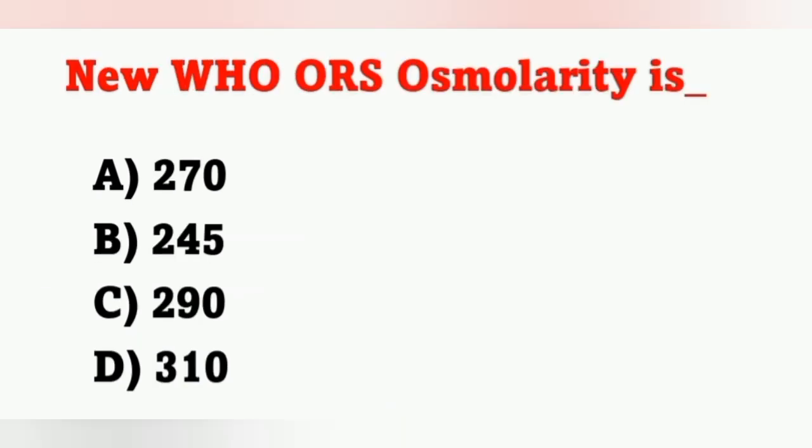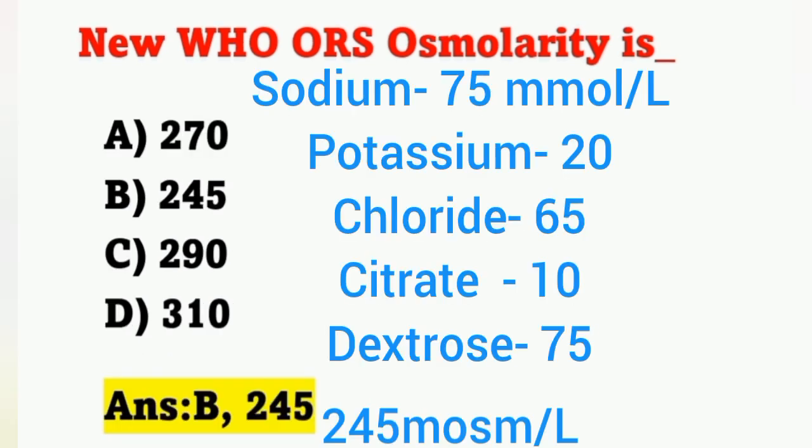And the next question, the new WHO ORS osmolarity is options: option A 270, option B 245, option C 290, option D 310. Osmolarity of ORS is 245. Option B is the correct answer. 245 milliosmol per liter. Here sodium 70 millimole per liter, potassium 20, chloride 65, citrate 10, dextrose 75. Total 245 milliosmol per liter. That is the osmolarity of ORS. Okay, here answer option B is the correct answer.